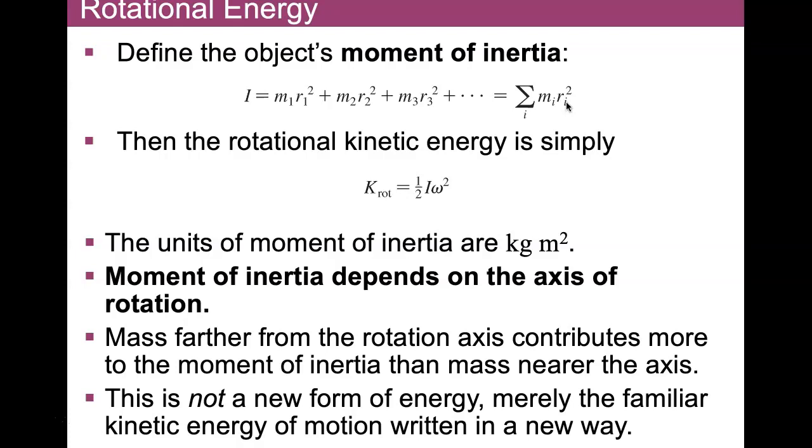This is not a new form of kinetic energy, right? We just broke up this object into a whole bunch of little pieces. We looked at the instantaneous velocity of each piece, and we just added regular kinetic energies. But we ended up with this expression that only depends on angular velocity for a rigid body and the moment of inertia. So it's a very convenient expression. All right.